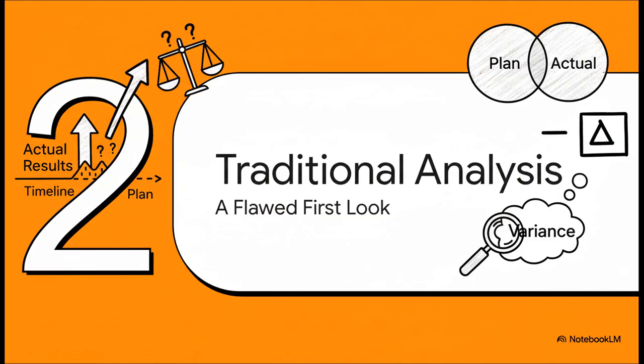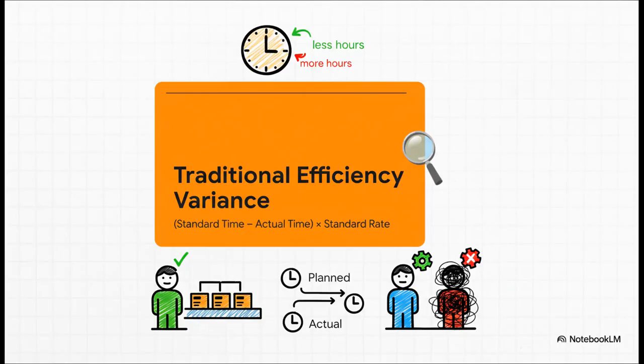Okay, so before we get to the smart way of doing this, let's start with the traditional approach. This is what most companies would do, just comparing the original plan to what actually happened. You're about to see why this is so flawed. So first up is the labor efficiency variance. Really, all this formula is asking is, did our team work more or fewer hours than we originally planned for? It's a straight comparison between the standard time and the actual time.